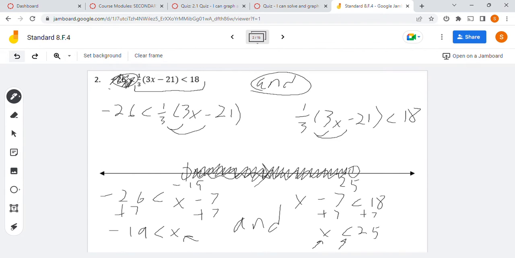We keep the circles open because it doesn't work. The open circle shows us it doesn't work for that particular one, so we're going to not accept it as a solution due to the "and."